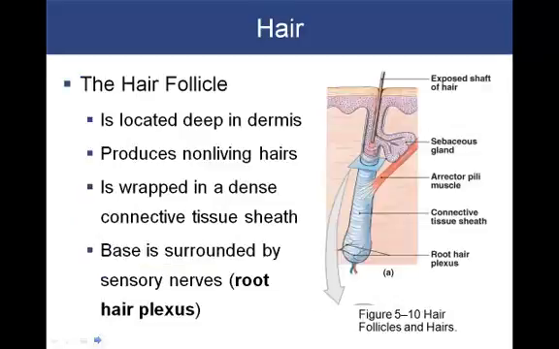If we look at the structure of hair, we find a hair follicle, and it's the follicle itself that produces the non-living hair. Hair is not alive. The follicle is wrapped in a connective tissue sheath, and that connective tissue sheath is closely associated with the root hair plexus. These are sensory nerves, and this is what helps detect any type of light sensation in the environment that stimulates those hairs.